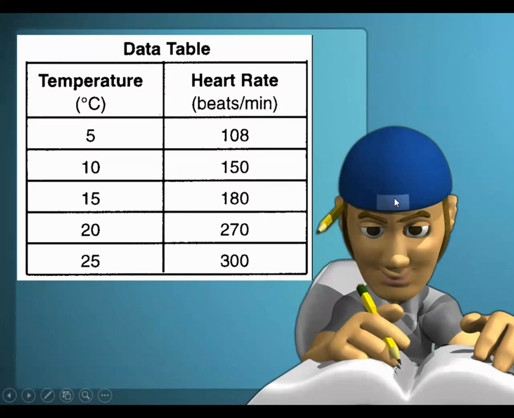So on our data table here, we have temperature versus heart rate. And so you can label on your data table that the temperature is going to be our independent variable. So you can write independent variable at the top, or you can write IV for short. This is the part that you're changing. We're going to change the temperature to see what happens to the heart rate. So heart rate is our dependent variable. This is our data. This is what we're measuring. If you were to graph this, the temperature goes on the x-axis, heart rate goes on the y-axis.